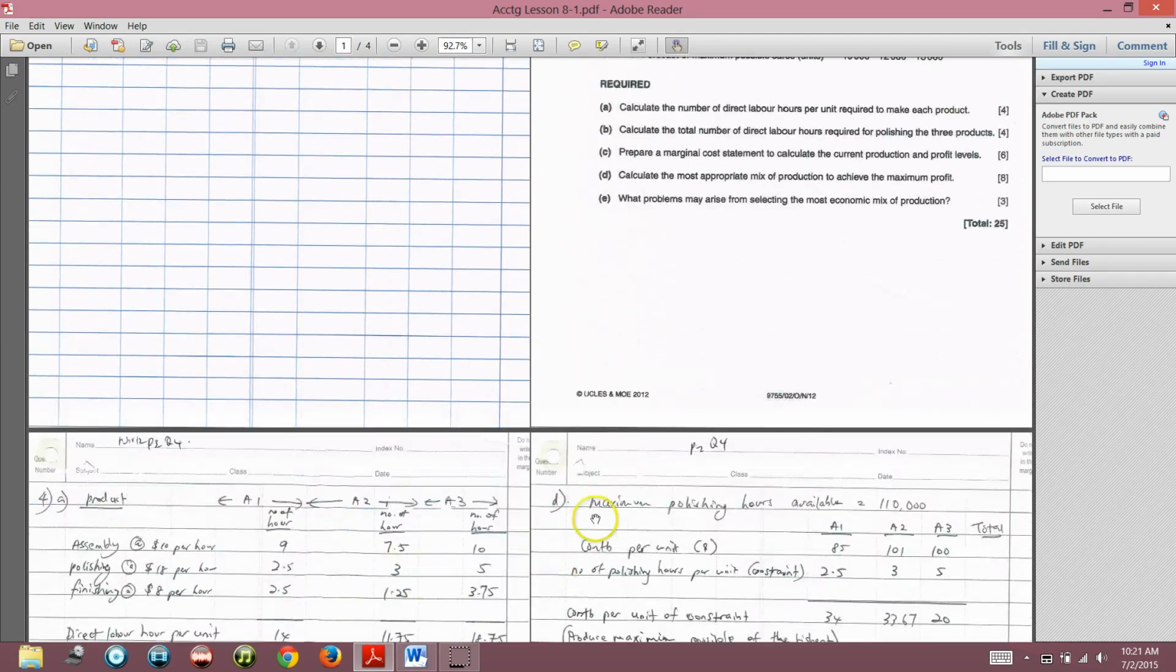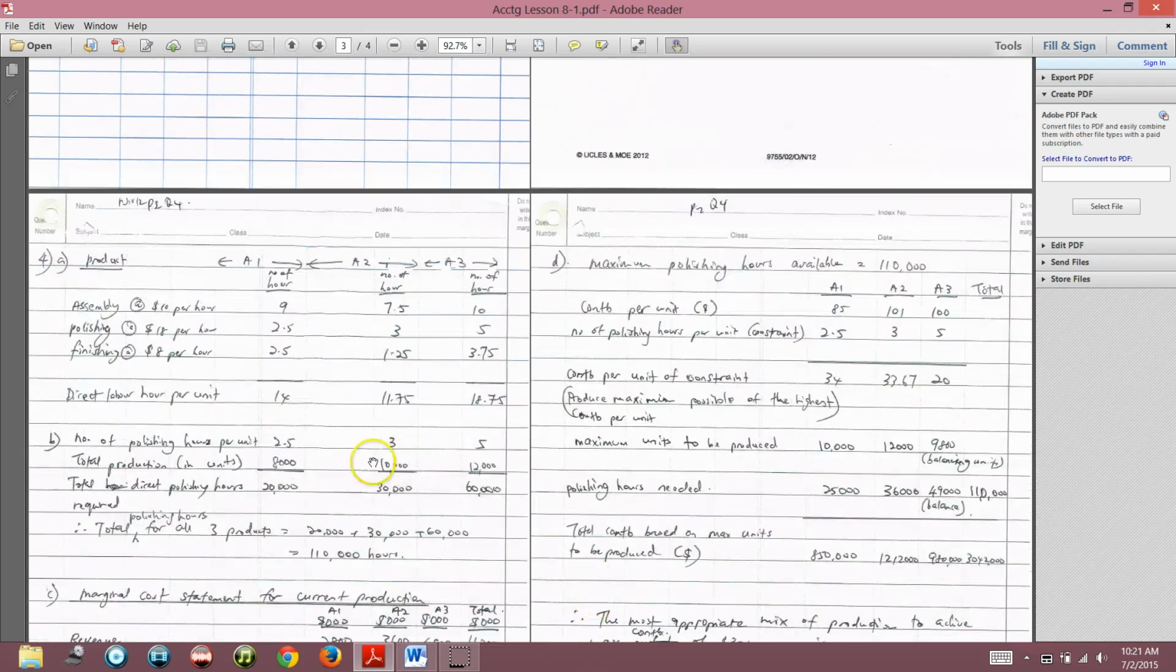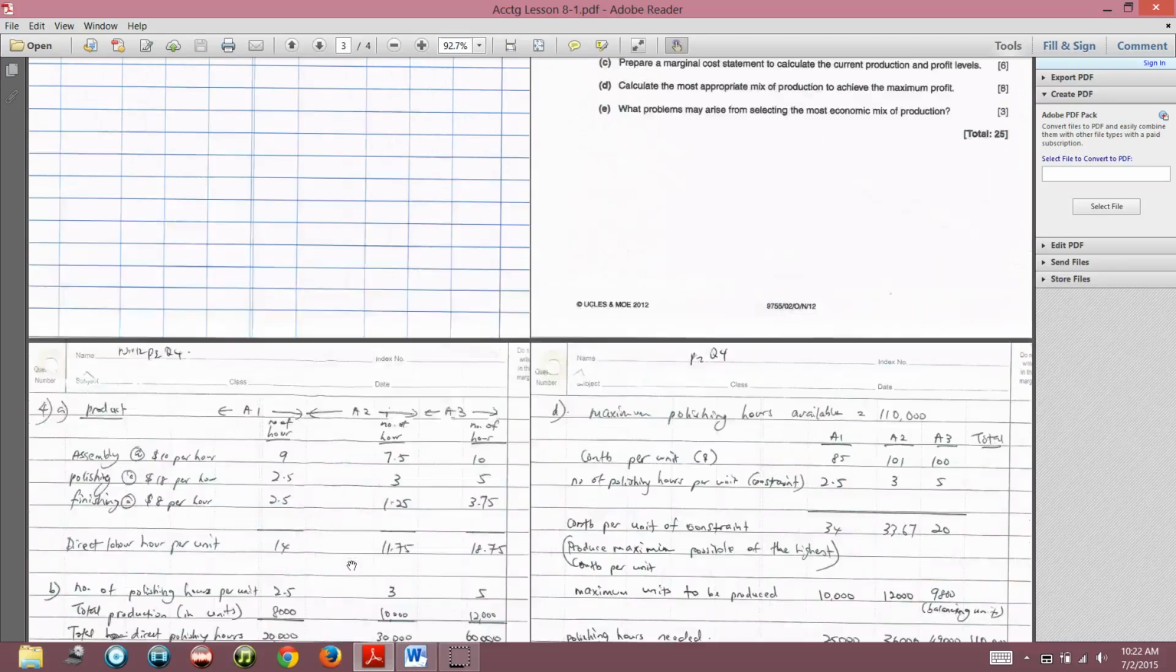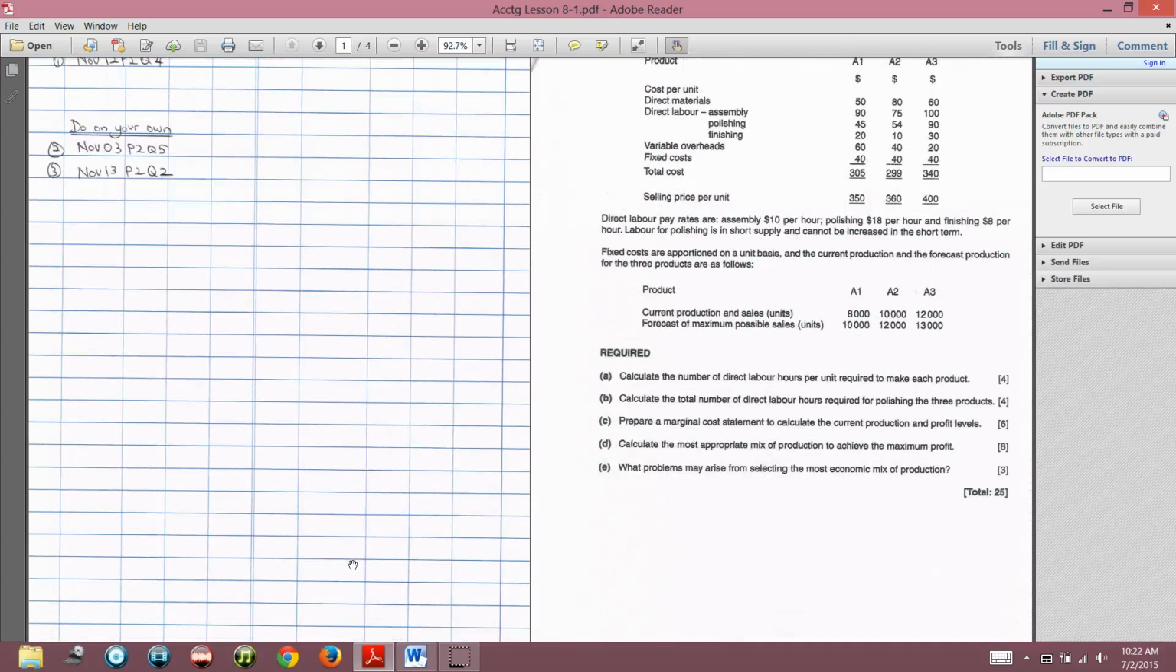So here will be 2.5 times 8,000, and then that one will be 3 times 10,000, and this one will be 5 times 12,000. Then we put a total column and total it. So number of polishing hours per unit, total production in units, total direct polishing hours required. If you have put a total column here, you would have the total easily, but I didn't. So the total polishing hours for the 3 products will be 20 plus 30 plus 60, which is 110,000 hours. Now look at part C.